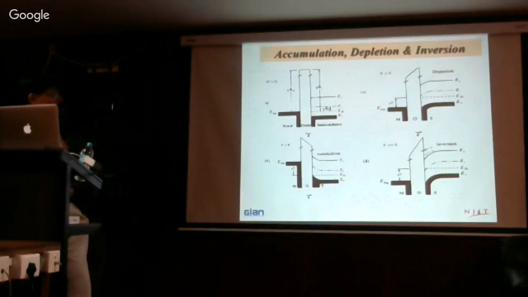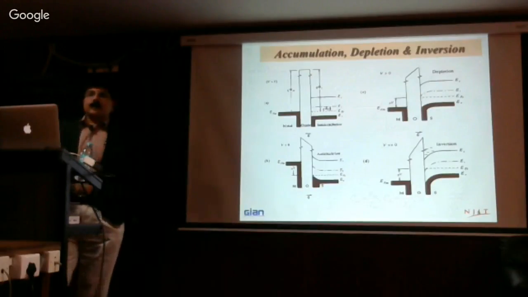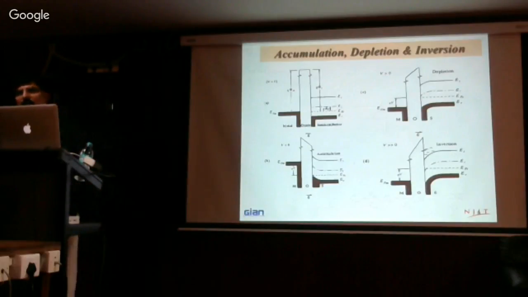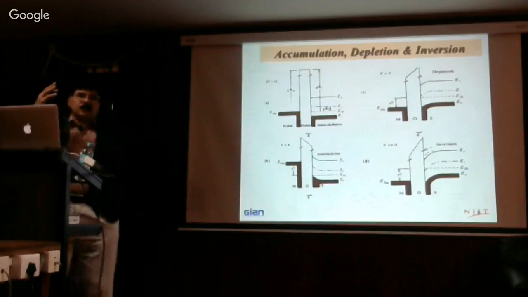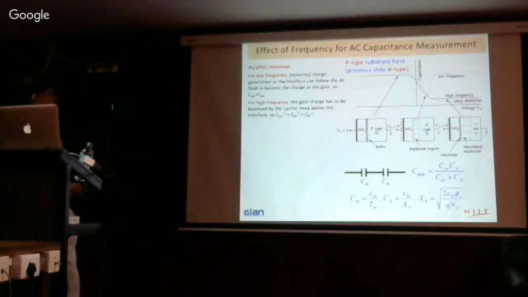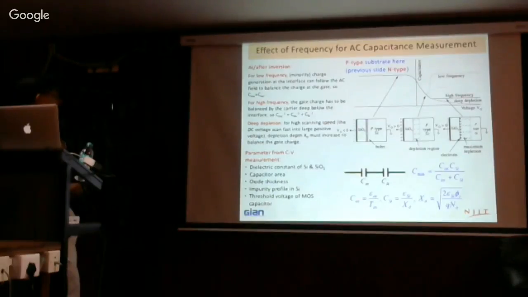But bands are actually not flat to start with. They are not because of the work function difference from the metal to the substrate, and also the charge in the oxide, the QSS. So the flat band has two components. One is phi MS, the metal to semiconductor work function difference, and the QSS over COX is a potential that is responsible because of the fixed oxide charge.